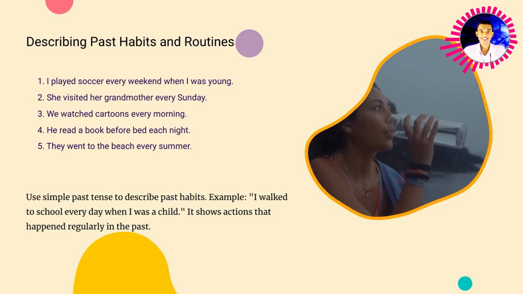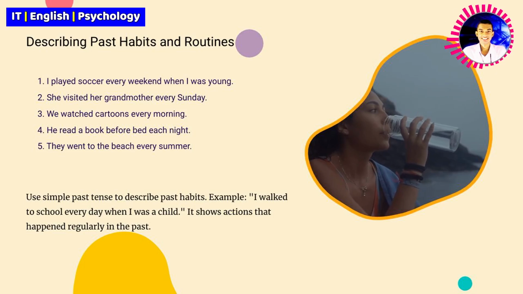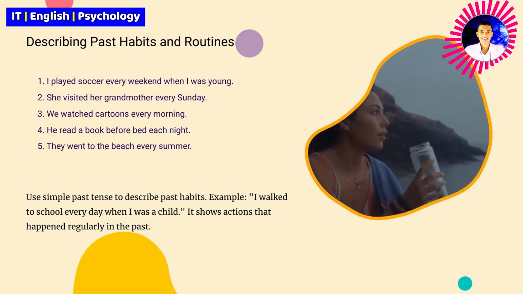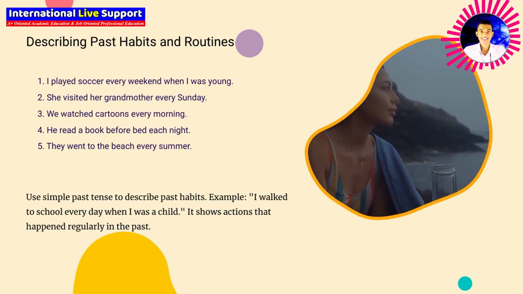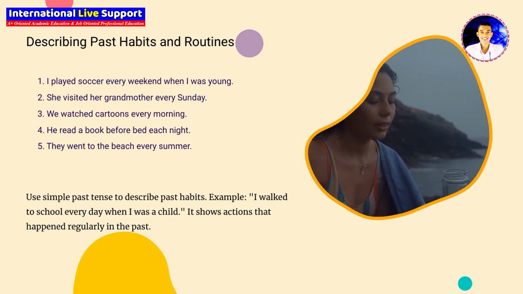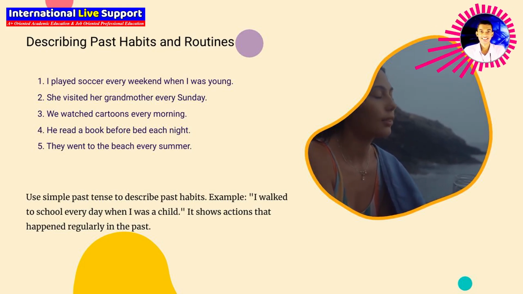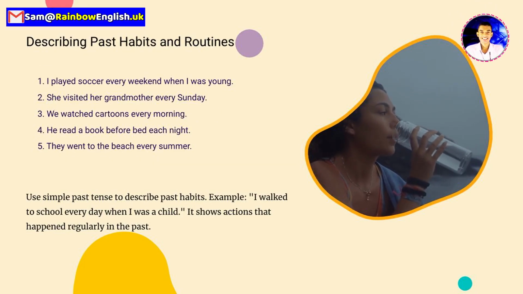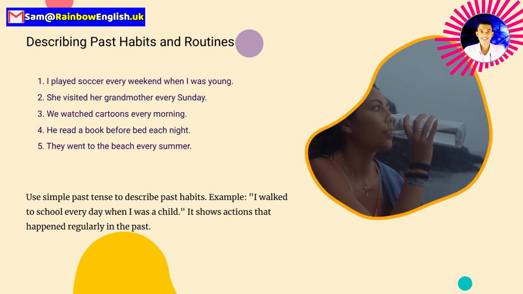Let's look at some more examples. Sample sentences. I played soccer every weekend when I was young. She visited her grandmother every Sunday. We watched cartoons every morning. He read a book before bed each night. They went to the beach every summer.